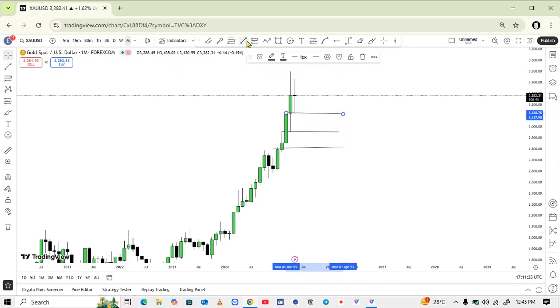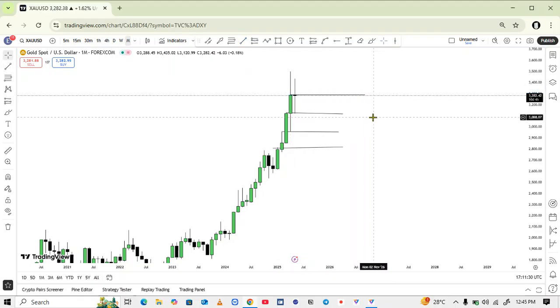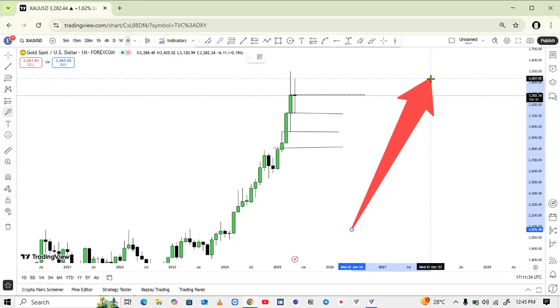You don't need to get confused in anything. This is a bullish market on gold. Don't get confused. Now, the monthly time frame has shown me what gold is. The monthly time frame is bullish. Now, let's go to the weekly time frame.